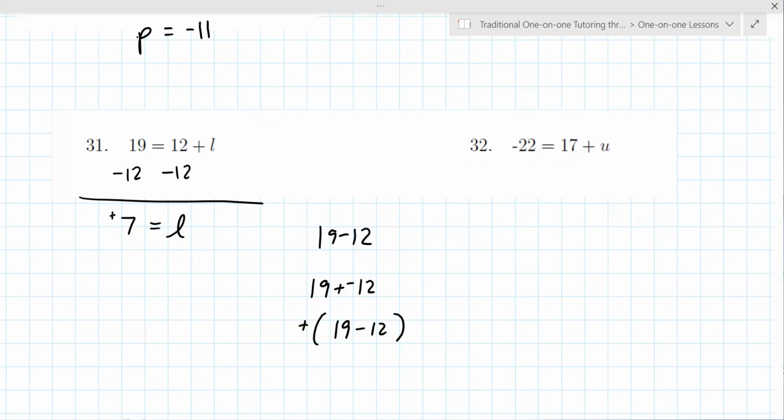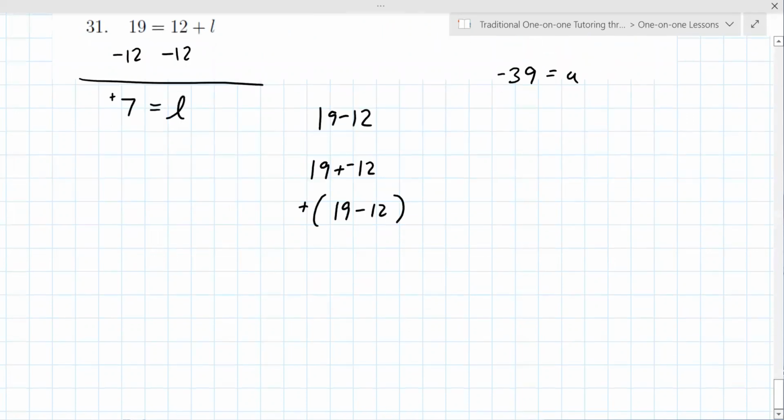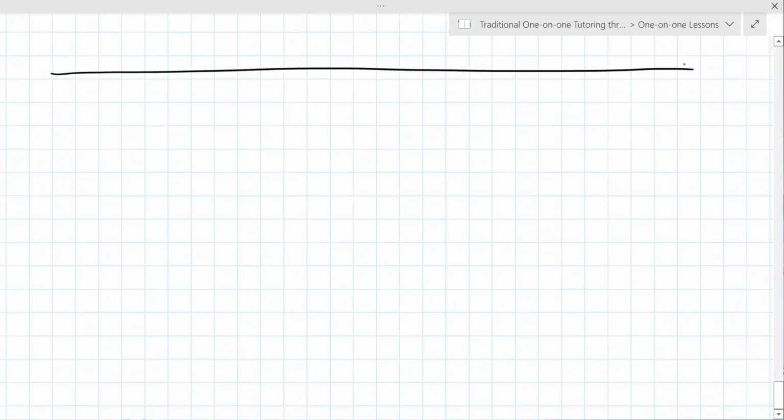It is slightly different, but would it be negative 29? 39. 39, sorry. Yeah. 29. Okay, so just to close out, just to summarize, this is what we were talking about today. 4 minus 3 is the same as 4 plus negative 3.